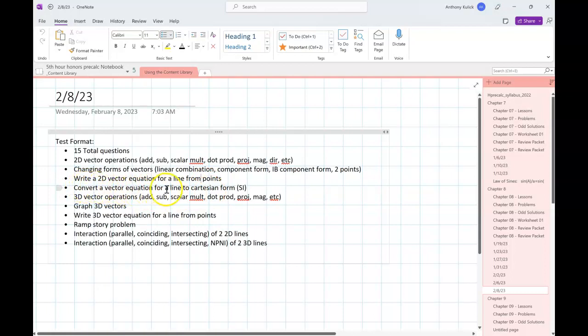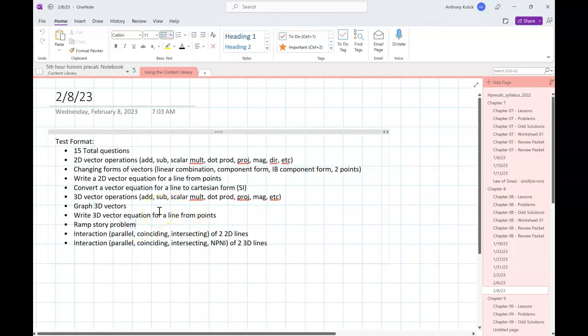You should be able to write a two-dimensional vector equation for a line from points. You should be able to convert a vector equation for a line into its Cartesian form, slope-intercept. You should be able to do 3D vector operations: add, subtract, scalar multiply, dot product, projection, magnitude, etc. Should be able to graph a 3D vector. Should be able to write the 3D vector equation for a line from points.